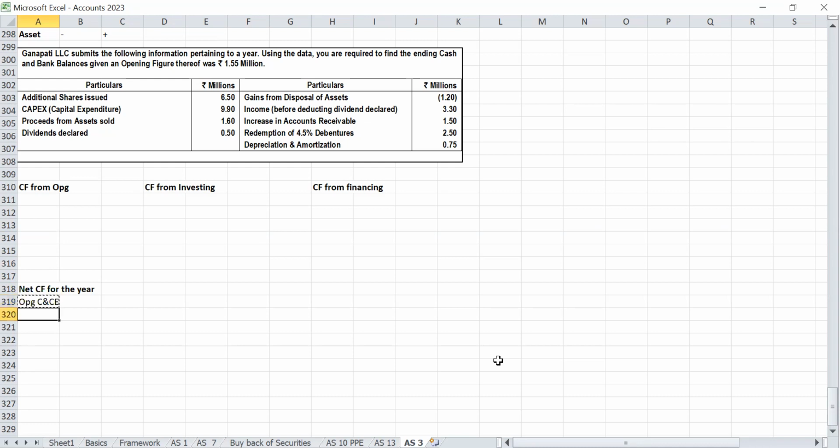Where we have to write line by line. First, additional shares issued. Where will it come?